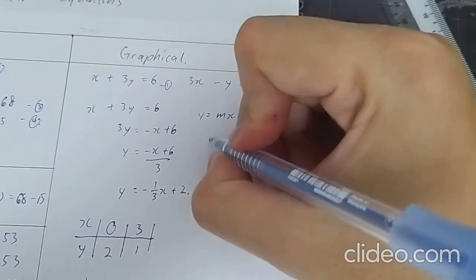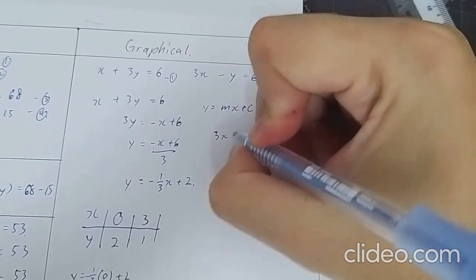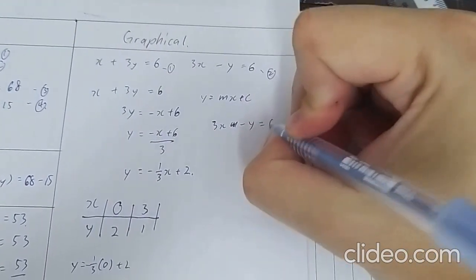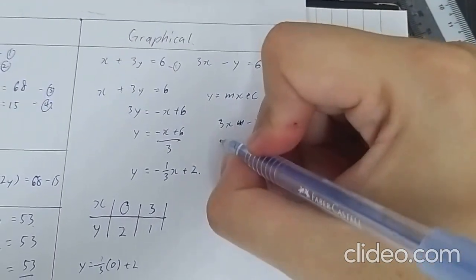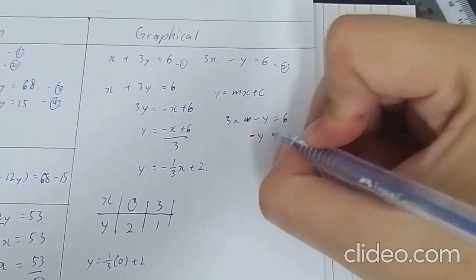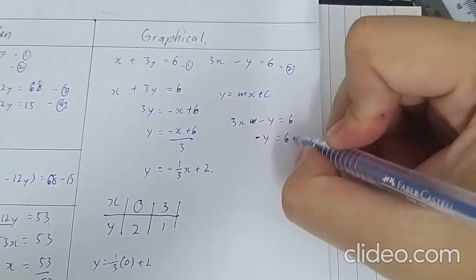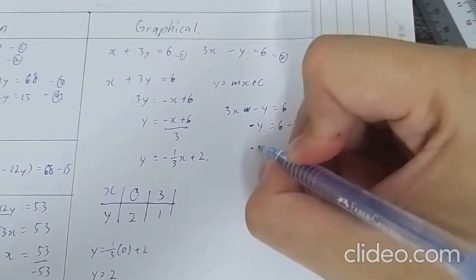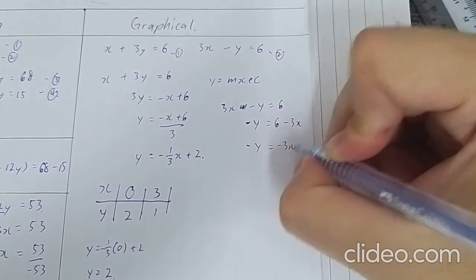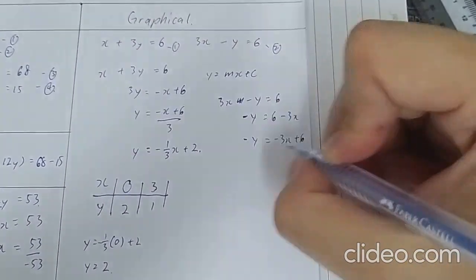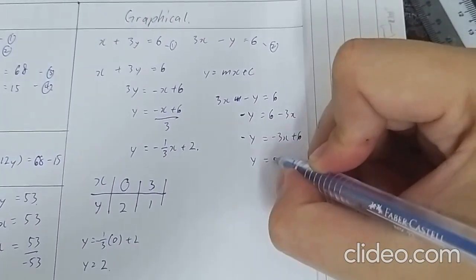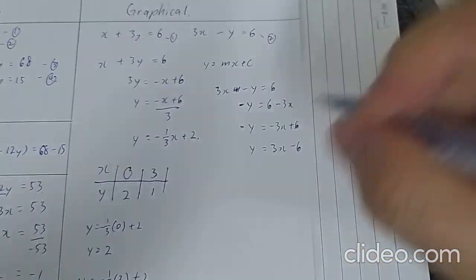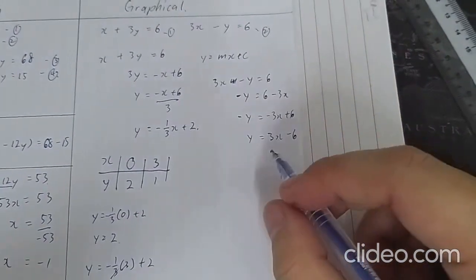Now similarly I'm going to do the same thing for the other equation. So I have 3x minus y equals 6. Then I have minus y equals 6 minus 3x. Let me switch this around: minus y equals minus 3x plus 6. Then the minus, I want to get rid of it, so everything is flipped: y equals 3x minus 6. So I have this equation now.